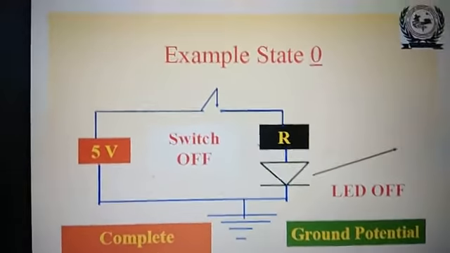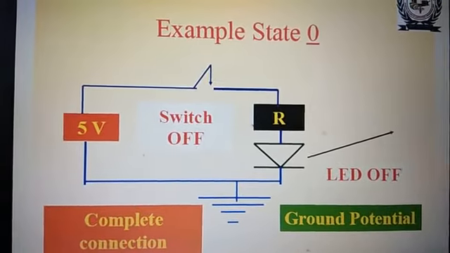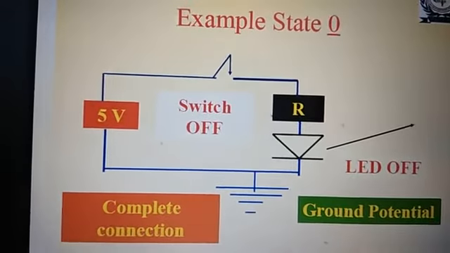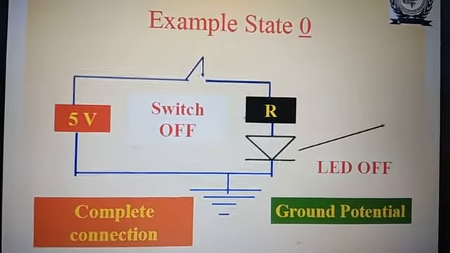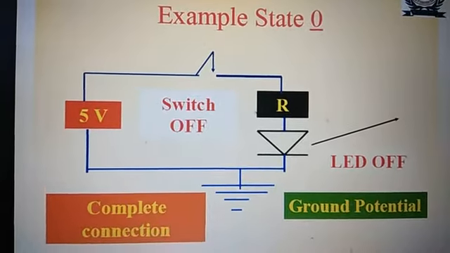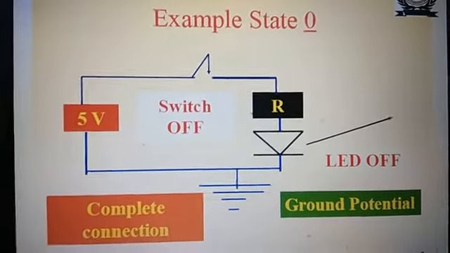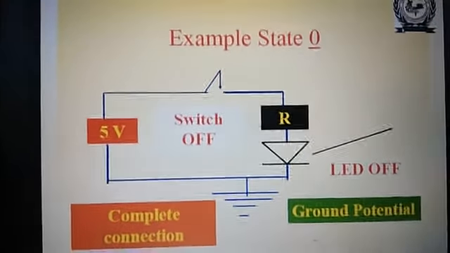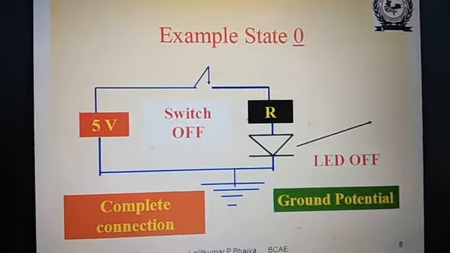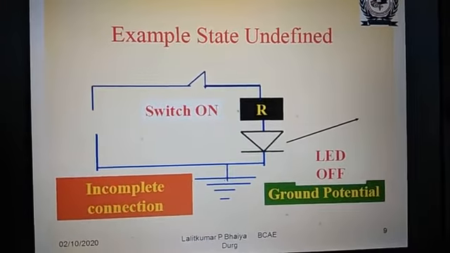Similarly, you can see here the state 0, low state. The same 5-volt battery is applied, but the switch is off, it is open, then the LED will be off, no light glows from the LED. This is called logic 0 state or low level state. So this is the example of state 0 and state 1, how it is stated.